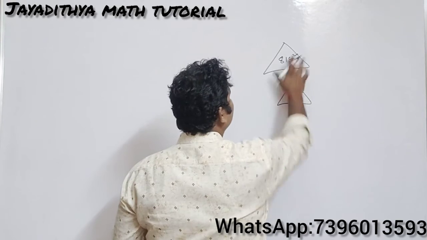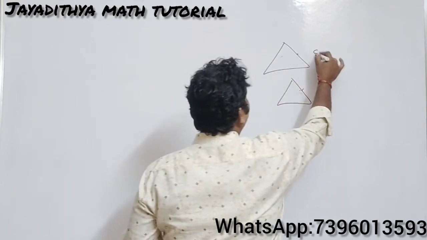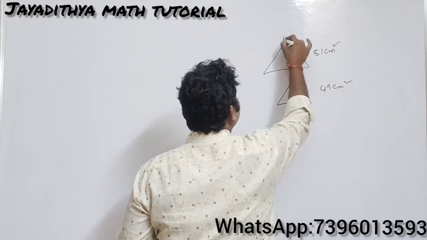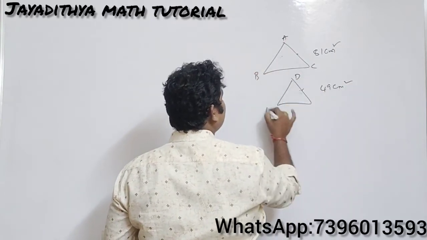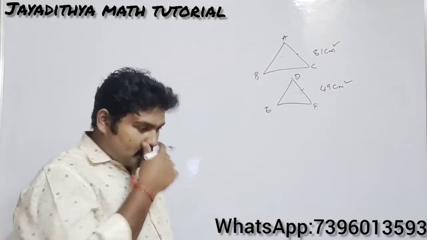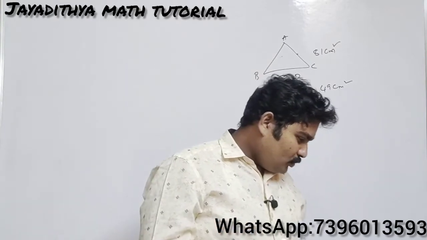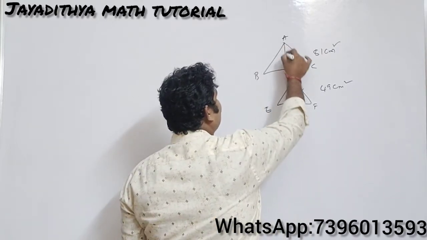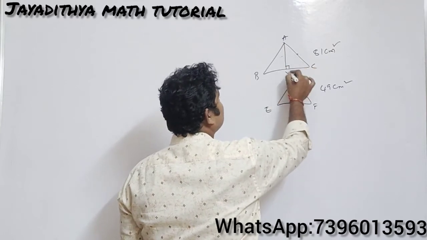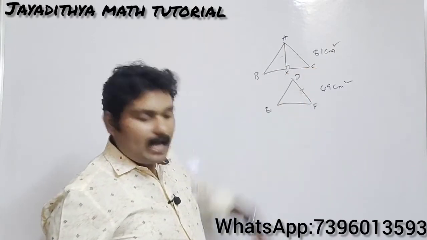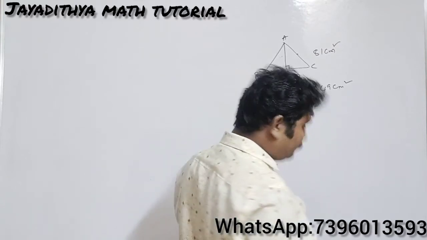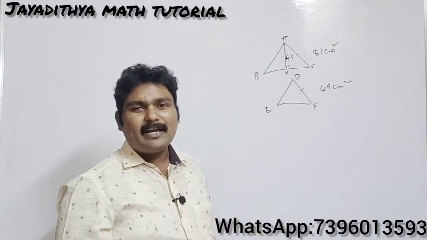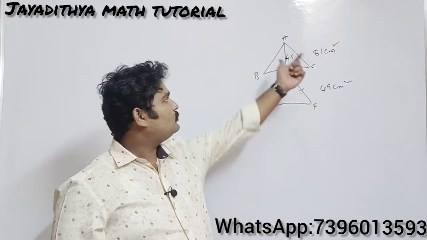So what we need to do here, and he has told one more thing. Let us take like this. This is 81 centimeters square and this is 49 centimeters square. Let us take this triangle as ABC and this one as DEF. After this, he told that the altitude of the bigger triangle is 4.5 centimeters. Altitude will be perpendicular to the base. Let us take the altitude as AX, and he has given the altitude here. Altitude of the bigger triangle is 4.5 centimeters. What is the bigger triangle? The triangle which has more area will be the bigger.